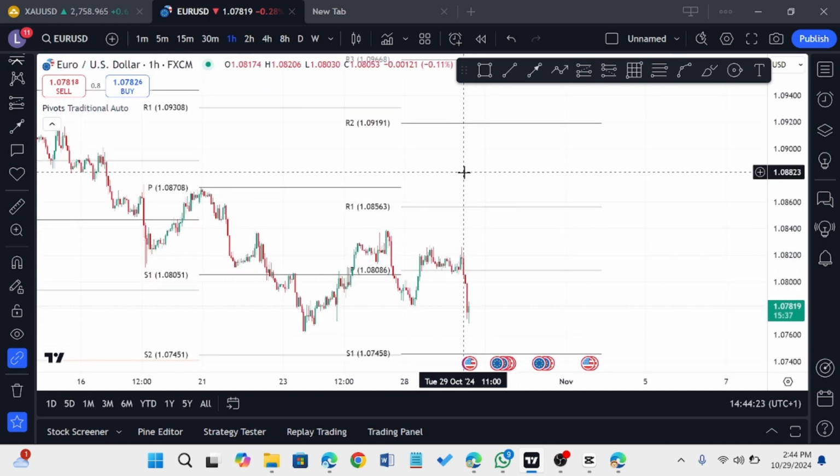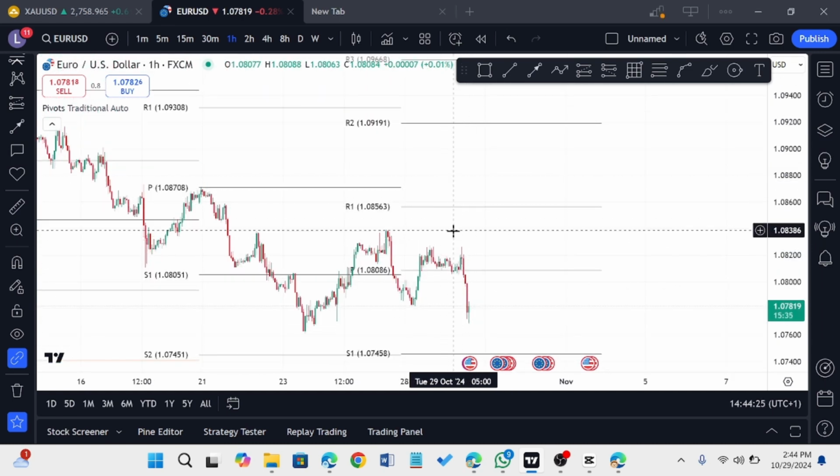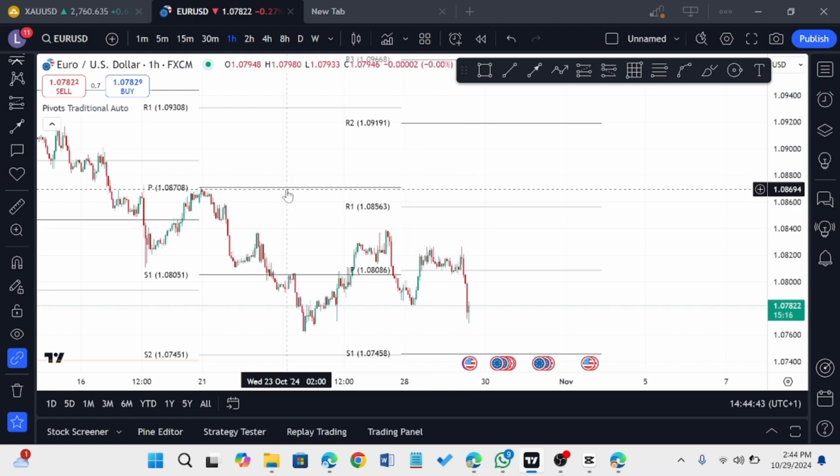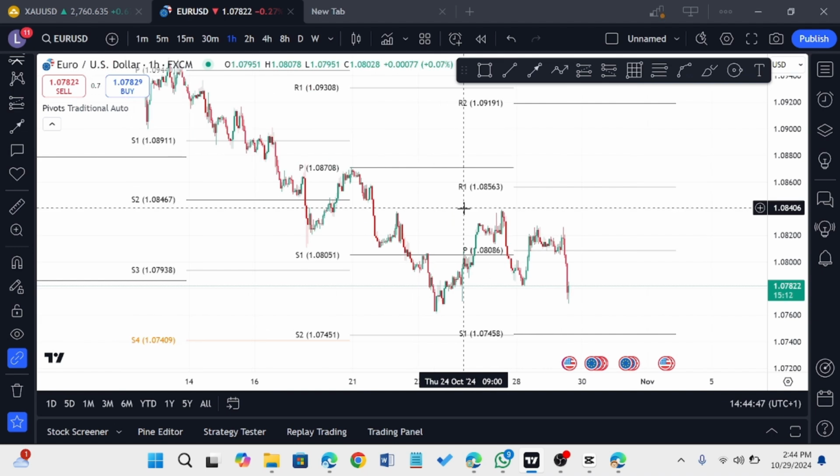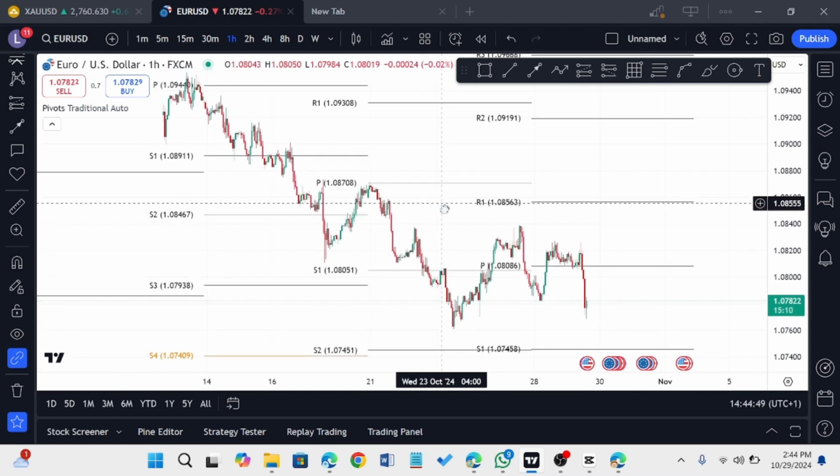The R1, the R2, and the R3 indicate potential ceilings where upward price movement might stall or reverse. So you look for signs of selling pressure at these levels, which could be potential trend reversals or continuation of a downtrend. So that's how you interpret, you read the market using pivots.